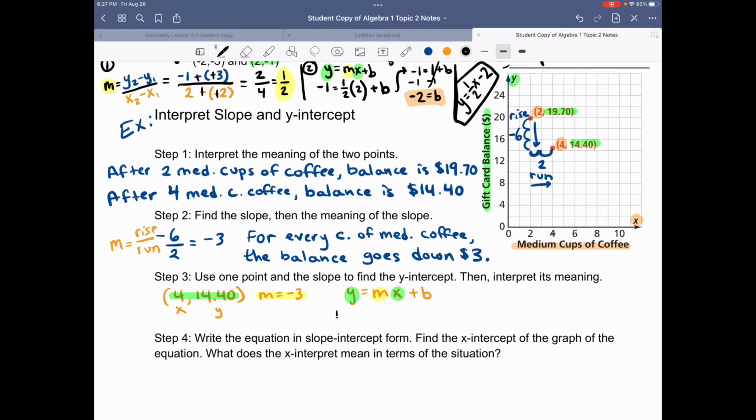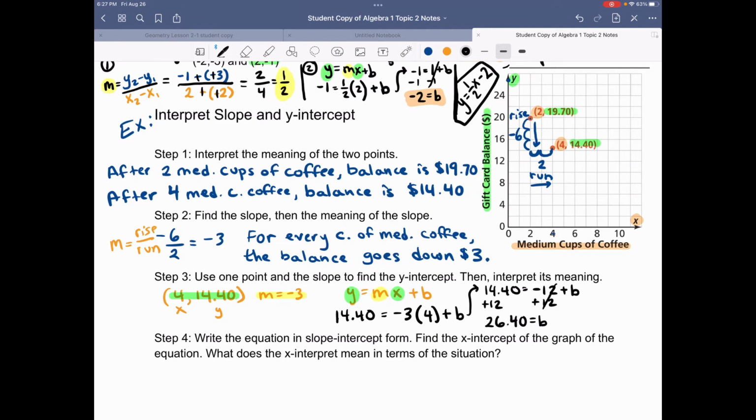All right, y is 1440, m is -3, and x is 4 plus b. We're going to simplify. So we have 1440 equals, we'll simplify the -3 times 4 to be -12 plus b. What do we do next? Yeah, we add 12 because we're solving for b. So 1440 plus 1200 is 2640. That equals b.